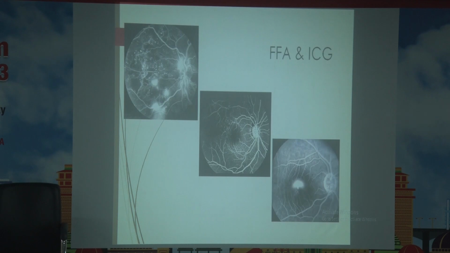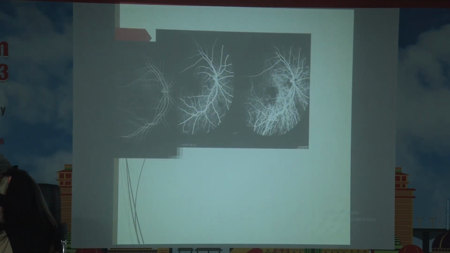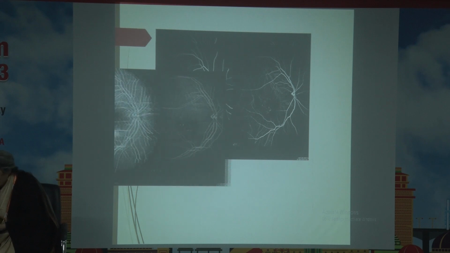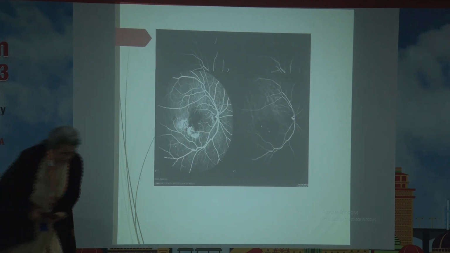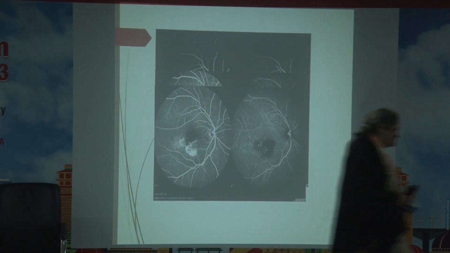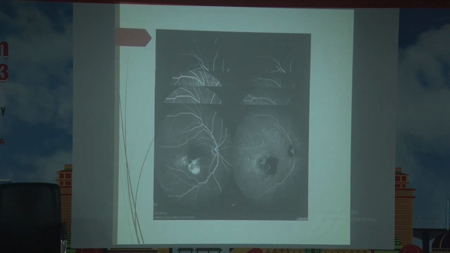So FFA and ICG are time-tested methods of imaging, still popular. These are just comparative photographs of FFA and OCT. You can see on the right is an FFA photograph where you can see the fluorescence, and in the left photograph you can see a nice small polyp in the same location that gives more details of the lesion. So these are some of the differences.